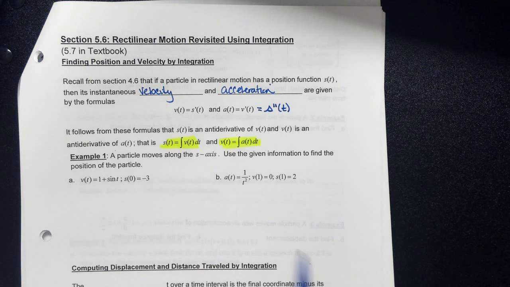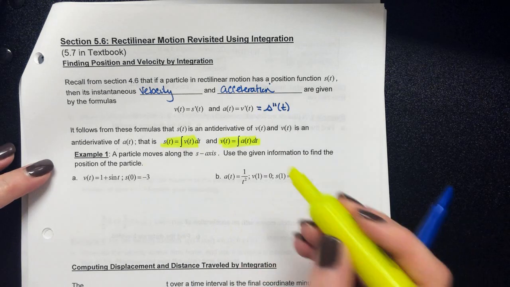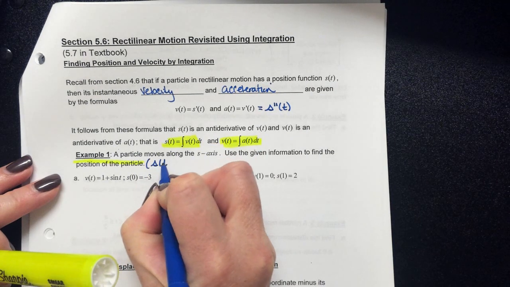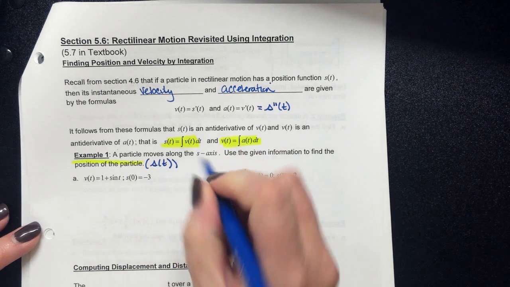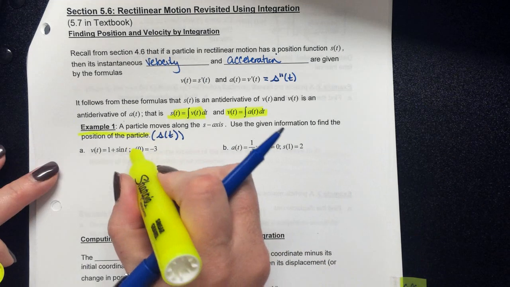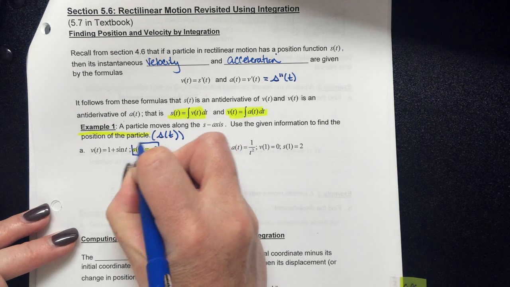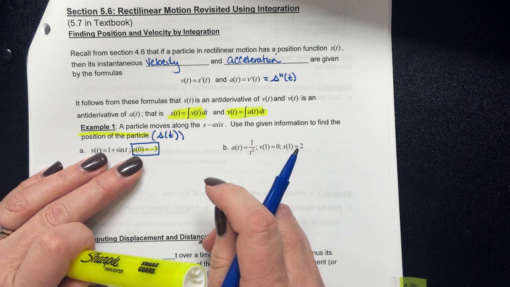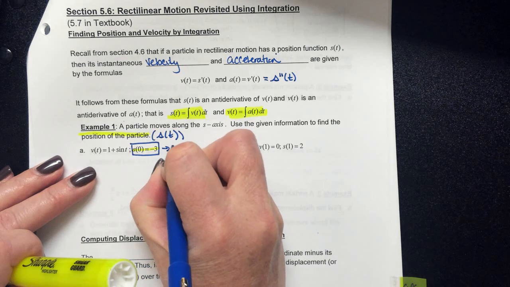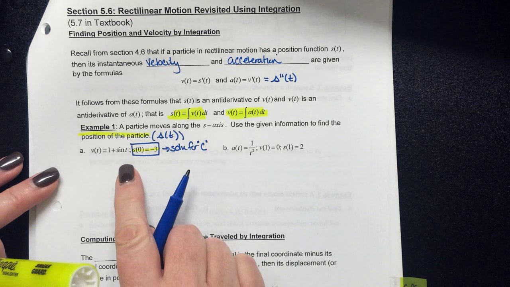So for example, suppose that you have a particle that moves along the s-axis. They want us to use the given information to find the position of the particle. So we want to find our s of t. Given the velocity function in part A, now this is the initial condition, so this goes back to that initial value problem. We're going to have to use this initial position. So at time t is equal to 0, the position of the particle is -3. We will use this information to solve for c, because now we're looking at the indefinite integral again.